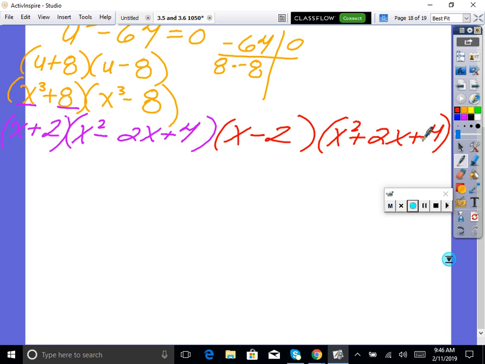And now do you guys see how we factored it down to quadratic and linear? Here's the thing. If you have two perfect cubes, the linear part, great. The quadratic part will always be imaginary solutions. So that would be our first answer, but then it wants us to factor it completely.